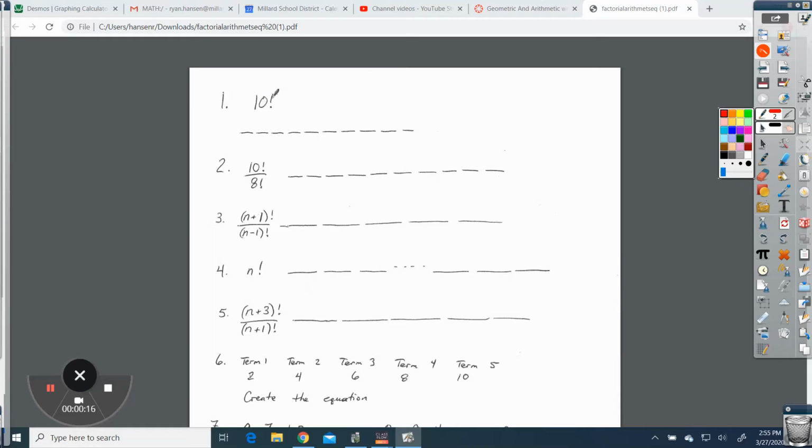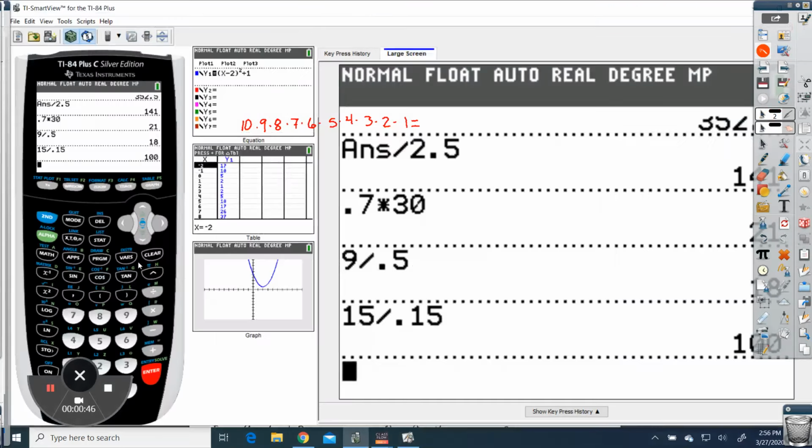So realize the 10 factorial, what that little exclamation means is we multiply everything from that number on down. So that means we go 10 times 9 times 8 times 7 times 6 times 5 times 4 times 3 times 2 times 1. So that's what the little exclamation means, we're going to multiply all of those out from the top down. Okay, so you could go to your calculator now and just multiply those out.